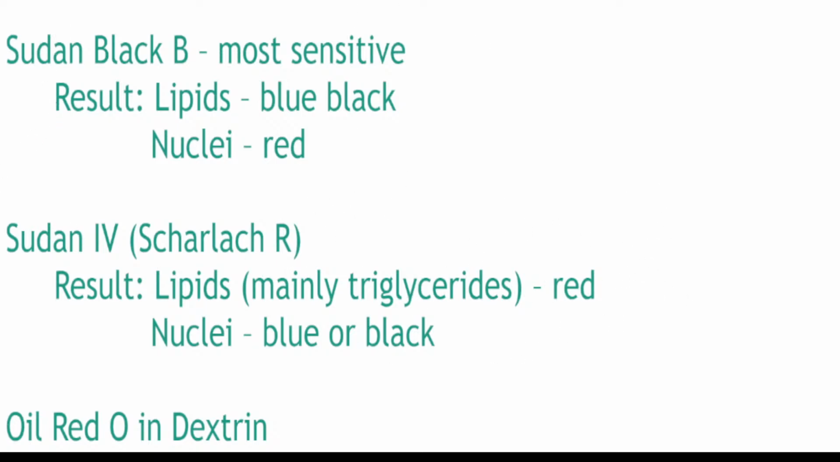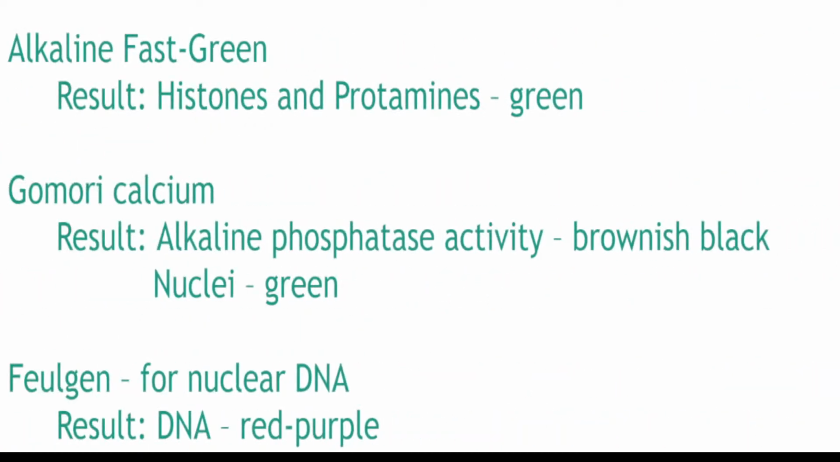Oil red O or Oro D stains mostly fats. Again, these are histochemical stains. Next, stains for protein, enzymes, and nucleic acids. Alkaline fast green stains the histones and proteins green. What are histones? These are combined forms of nucleic acids, not just nucleic acids.